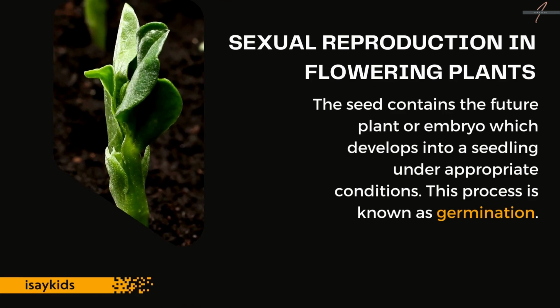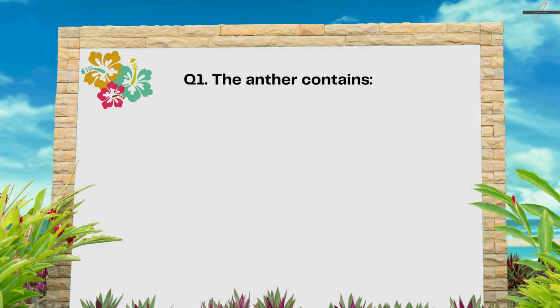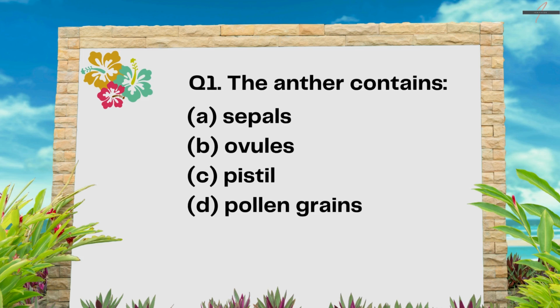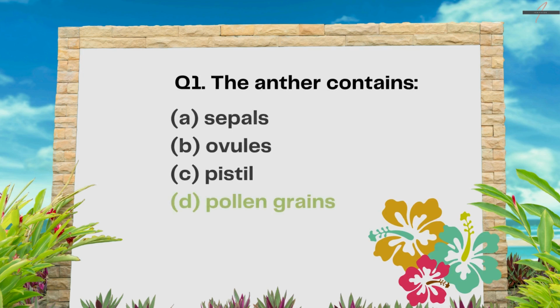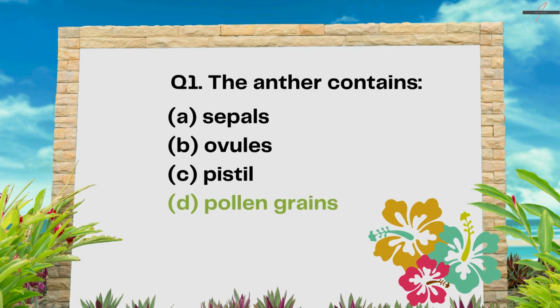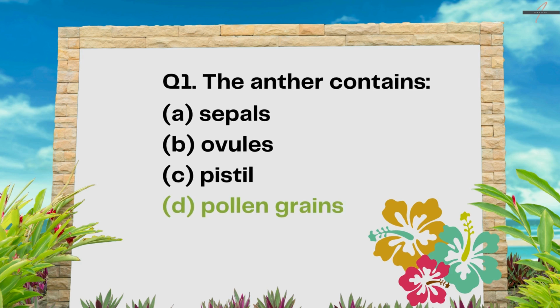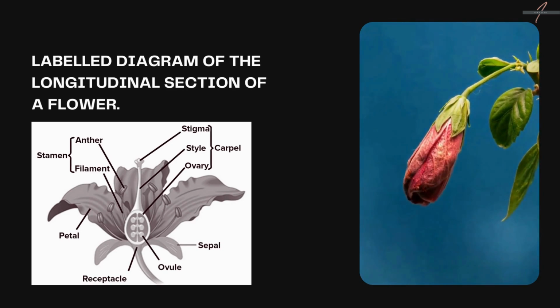Before moving ahead, let me ask you a question. The anther contains which of the following? Sepals, ovules, pistil, or pollen grains? And the correct answer is pollen grains. Before moving on to the next topic, let's see once again a label diagram of the longitudinal section of a flower.